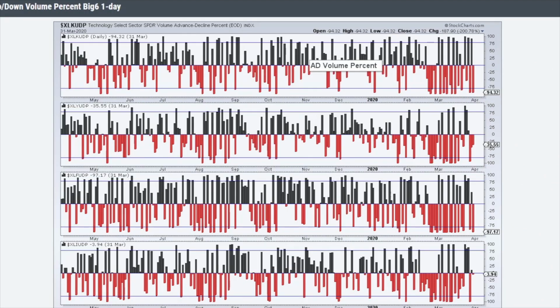So StockCharts also calculates AD volume percent for the 11 sectors, and it has just gone crazy over the last few weeks since the latter part of February. So I've got it for the 6 big sectors here. And the reason I chose these sectors and I concentrate on them is because they account for like 78% of the S&P 500.